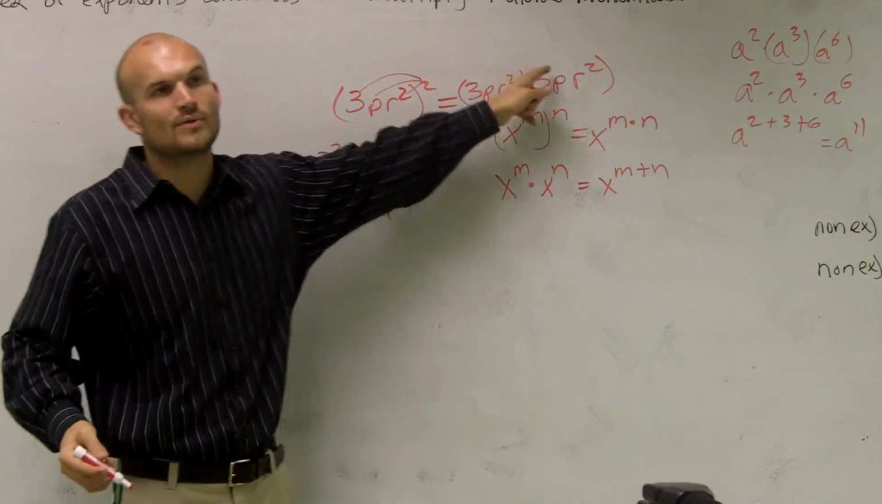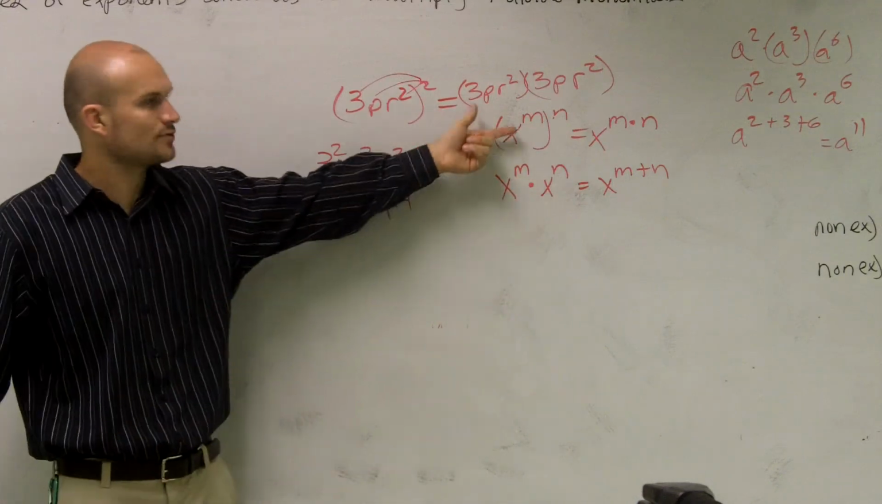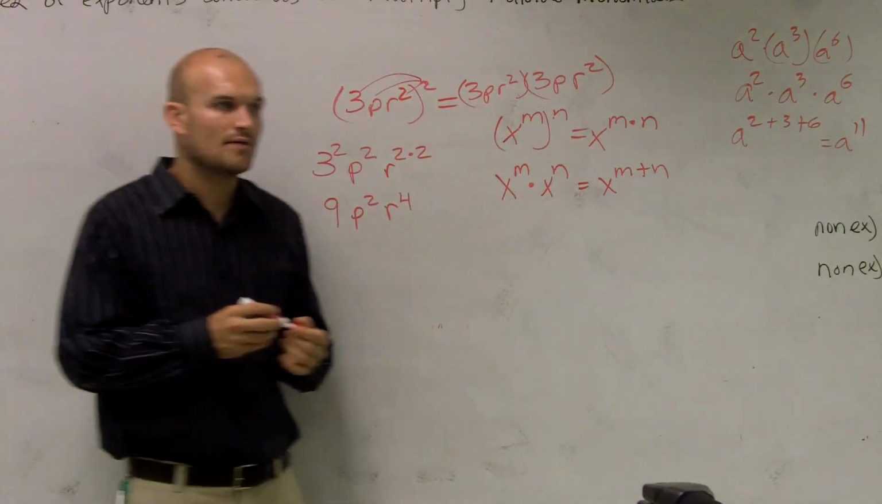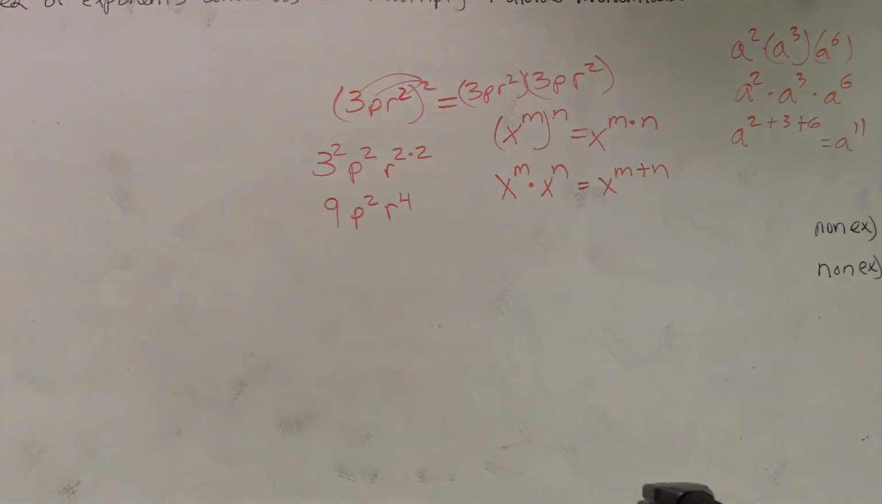Okay, so that's the other way you could have done that, but I wanted to work through using that property of exponents. So whenever you have an exponent outside, make sure you distribute that exponent to every single term inside the parentheses.